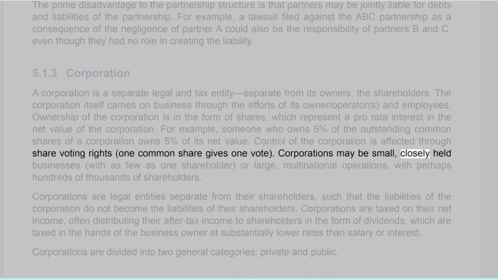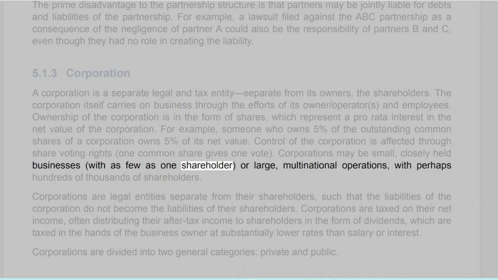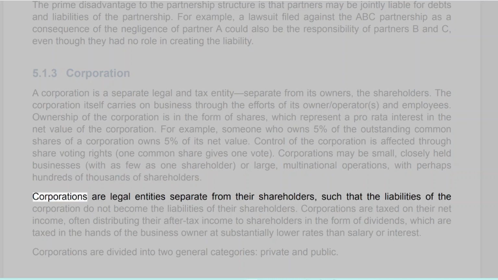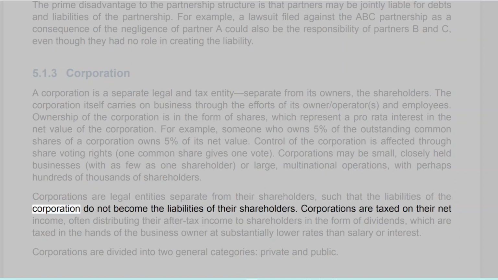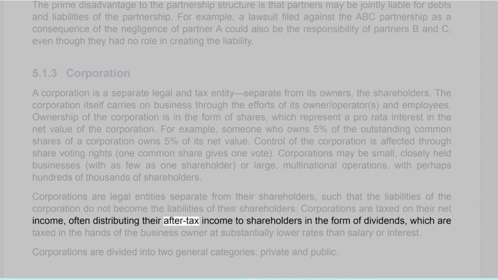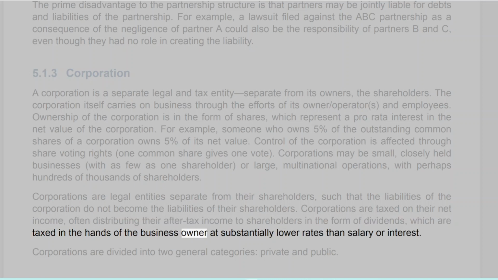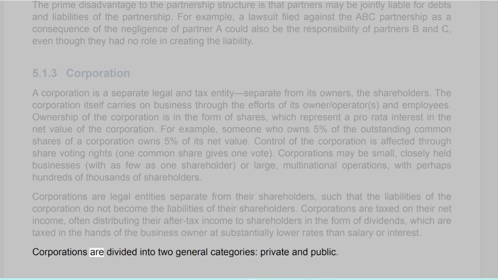Corporations may be small, closely held businesses, with as few as one shareholder, or large, multinational operations, with perhaps hundreds of thousands of shareholders. Corporations are legal entities separate from their shareholders, such that the liabilities of the corporation do not become the liabilities of their shareholders. Corporations are taxed on their net income, often distributing their after-tax income to shareholders in the form of dividends, which are taxed in the hands of the business owner at substantially lower rates than salary or interest. Corporations are divided into two general categories, private and public.